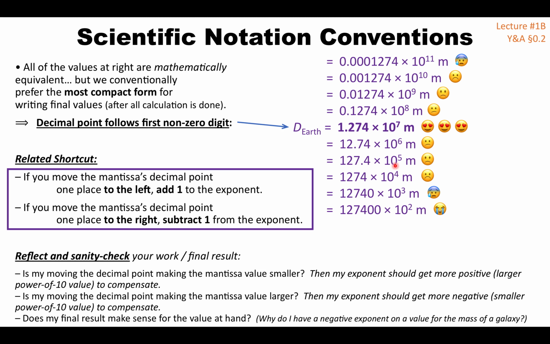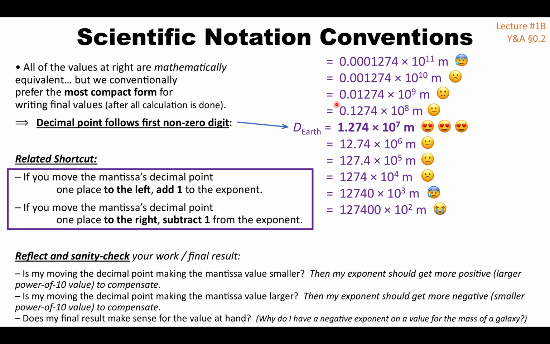However, we have a custom. We prefer to always write a number in scientific notation so that the decimal point follows the first non-zero digit. Notice that in all of these forms up here, there are a bunch of extra preceding zeros that are placeholders, and we want the decimal point to follow that first non-zero digit. Or down here, we want the decimal point to follow this first non-zero digit, which is the 1.